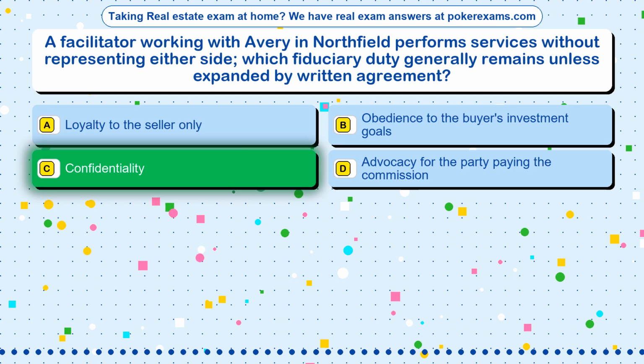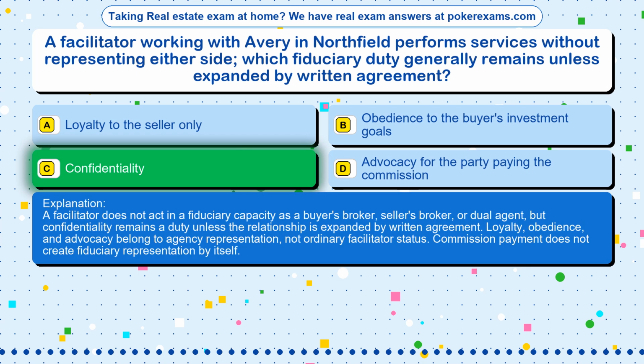The correct answer is option C, confidentiality. A facilitator does not act in a fiduciary capacity as a buyer's broker, seller's broker, or dual agent, but confidentiality remains a duty unless the relationship is expanded by written agreement. Loyalty, obedience, and advocacy belong to agency representation, not ordinary facilitator status. Commission payment does not create fiduciary representation by itself.